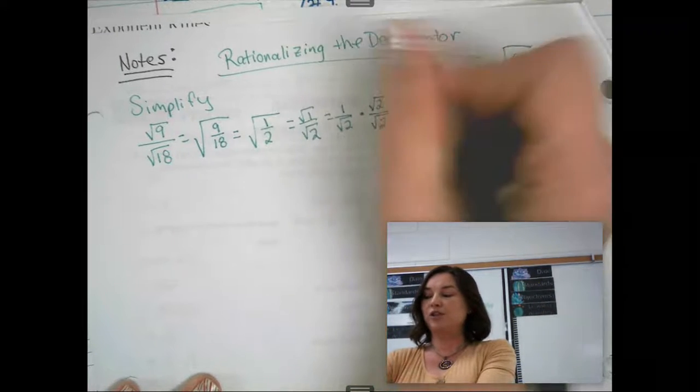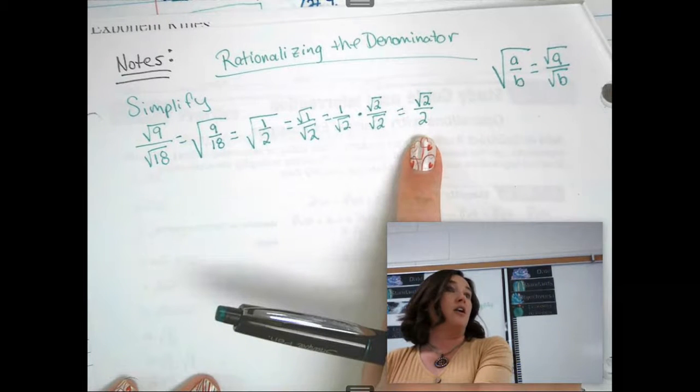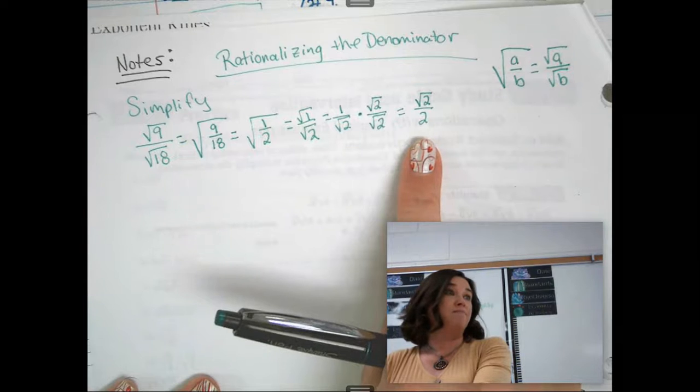So 1 times the square root of 2 is the square root of 2. Are there any square roots in the denominator? No. So we're done.